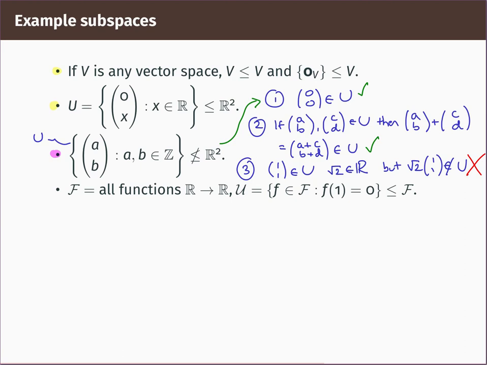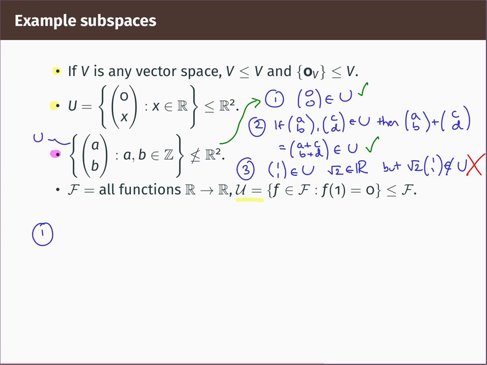Let's look at another example. Curly F here is the set of all functions from the real numbers to the real numbers with the addition and scalar multiplication we defined 2 videos ago. We then let U, or curly U, be the set of all elements of F with the property that F at the input 1 is 0. Then that's a subspace of F. To prove that, we have to check all three conditions one by one and see that they're all true.